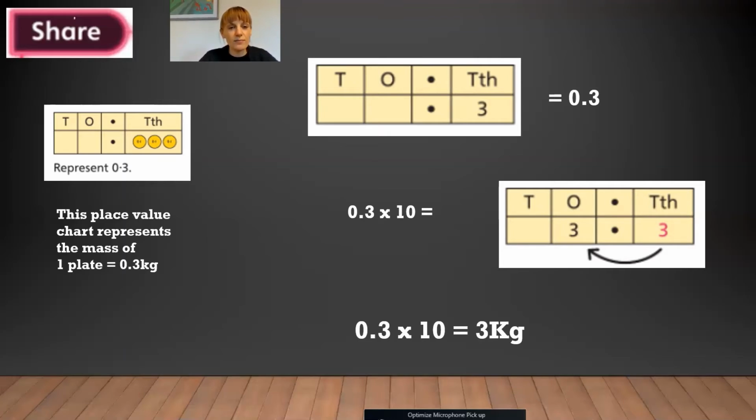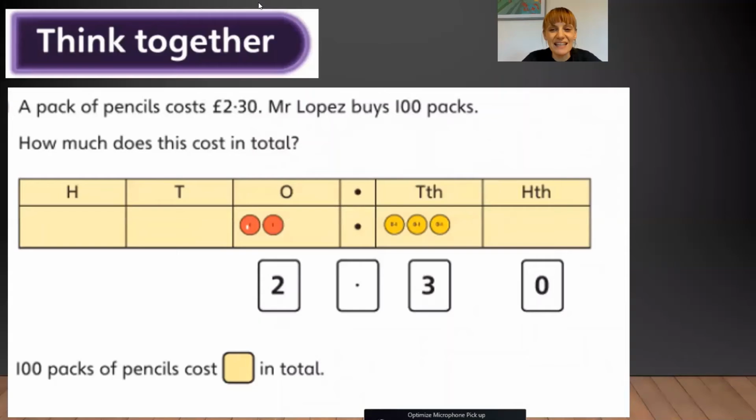So 3 kilograms is going to be 3,000 grams. Just another way of thinking about that answer. Now time for some think together for you to have a go. Now we've got this time a pack of pencils which costs £2.30. Mr. Lopez buys 100 packs. How much does this cost in total?